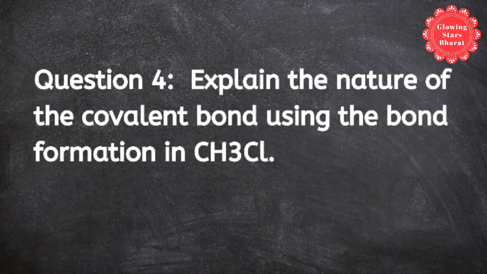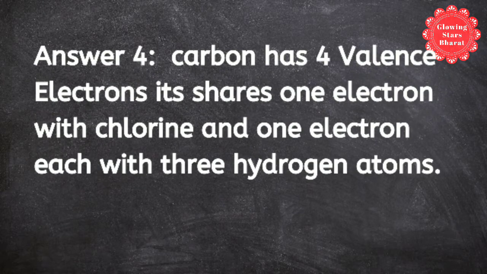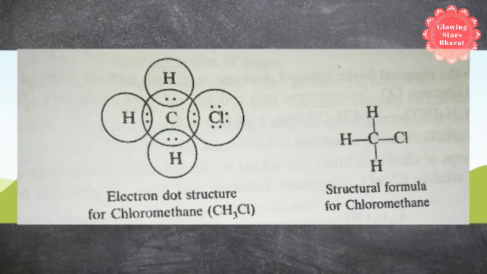Next, question number 4. Explain the nature of the covalent bond using the bond formation of CH3Cl. Friends, carbon has 4 valence electrons. It shares 1 electron with chlorine and 1 electron each with 3 hydrogen atoms. See the figure, electron dot structure of chloromethane CH3Cl. Carbon attached with 3 hydrogen and 1 chlorine. And see the figure of a structural formula of chloromethane.